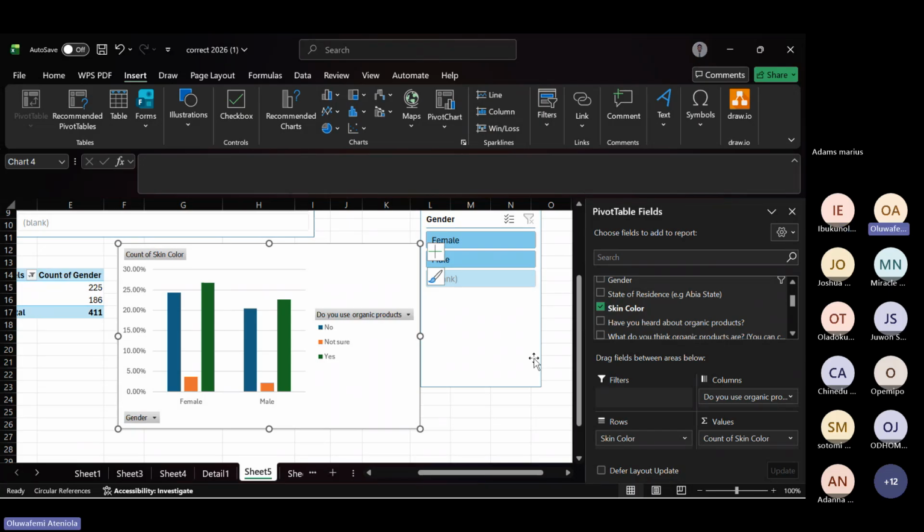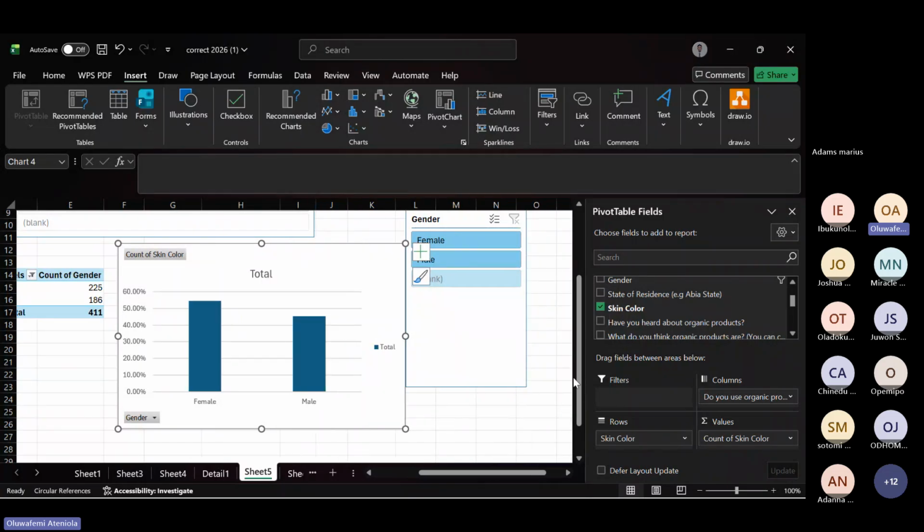So if we were to say, okay, we are not asking them if they use organic product anymore, we can remove this and then ask. You can see now, this is just the percentage of male and female from the responses. So if we decide to ask them, have you ever heard about organic product?